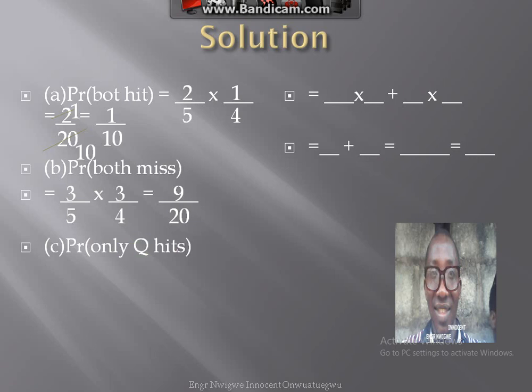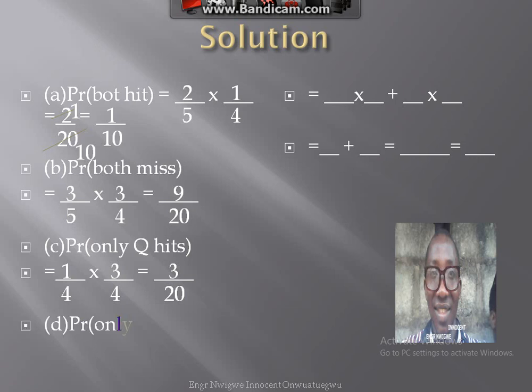If the two aim at the target together, what is the probability that only Q hits the target? If Q should hit the target, P will miss the target. So we have the probability of only Q, that is 1 over 4 for hitting the target, times 3 over 5 for P missing the target, which gives 3 over 20.